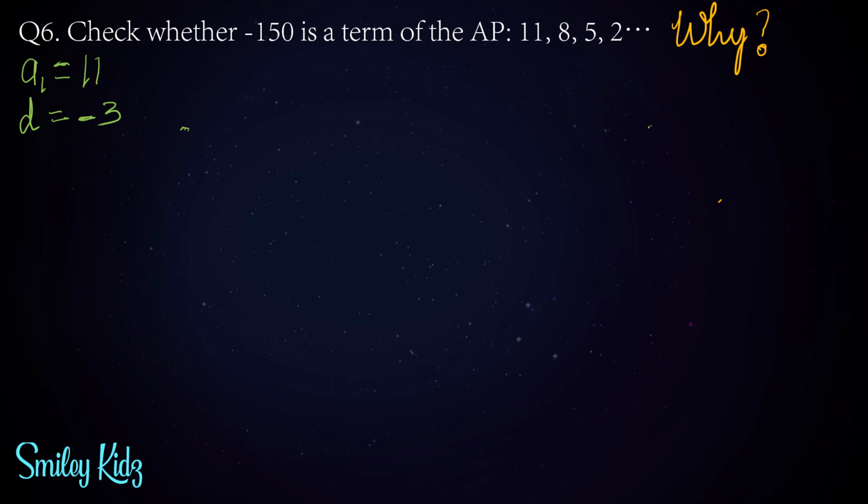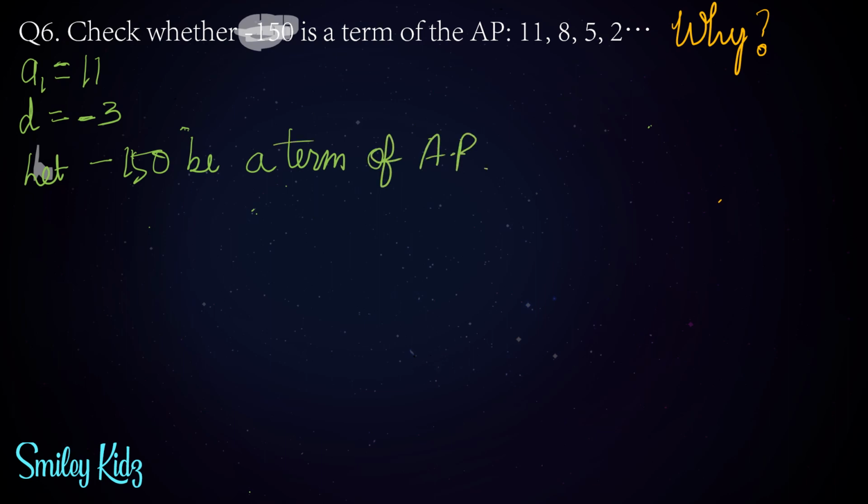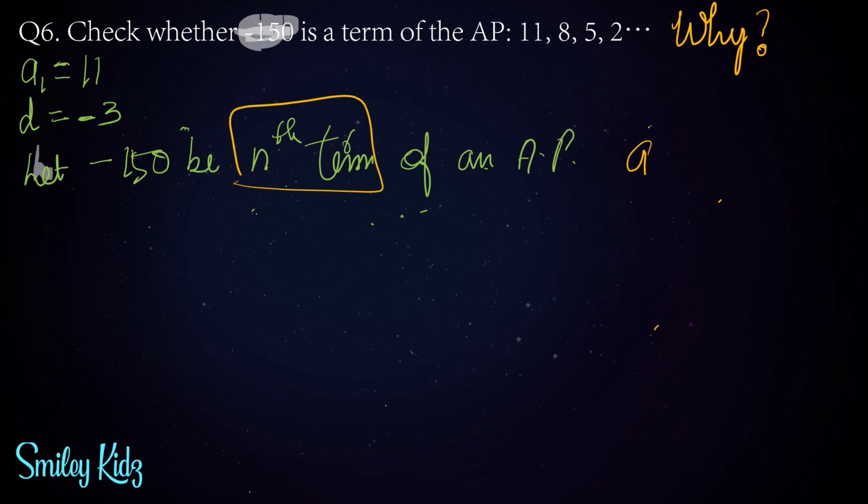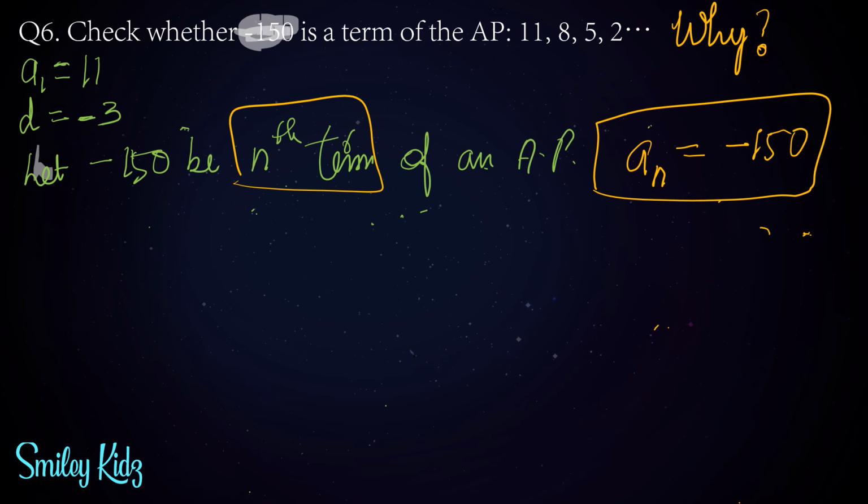Now, the question is asking, check whether minus 150 is a term of the AP. Now here we're going to let minus 150 be a term of AP. Whether it is or not, we're going to assume that minus 150 is a term of the AP. And to be more precise, let's write it as minus 150 be the nth term of an AP. That would be more precise for us. Now, that means your nth term, an, is equal to, wait, what did I just write? Alright. So it's going to be an is equal to minus 150. Now we are just assuming that minus 150 is the nth term of an AP. So an will be equal to minus 150.